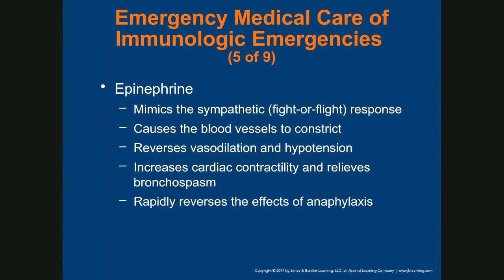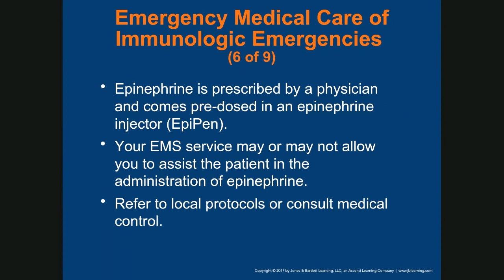Epinephrine mimics the sympathetic fight or flight response. So it causes the blood vessels to constrict, and that reverses the vasodilation and hypotension, and it increases cardiac contractility and relieves bronchospasm. So it opens up the airway, right? So it's correcting both issues that are the primary problems with anaphylactic reaction. So it's perfect. Now you may have to give it more than once, so keep that in mind. And there are some patients where the EpiPen has 2 doses, not 1.